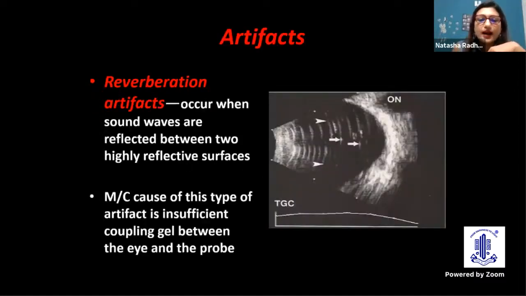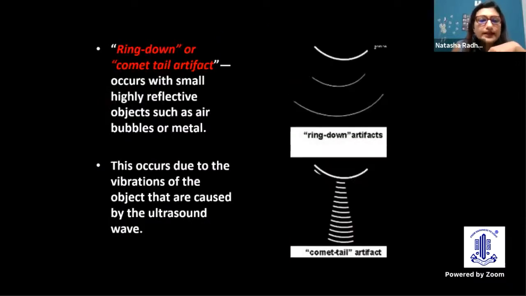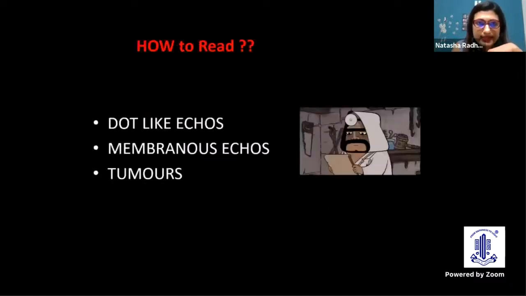Now we will look at how each one can be interpreted in detail. The artifacts that also should be recognized: reverberation artifacts occur when there is a highly reflective surface, which are often seen, especially if the amount of gel that you're using is not enough. You can also get ring down or comet tail artifacts with air bubbles or metal inside the eye.